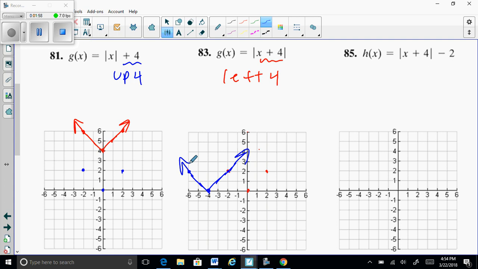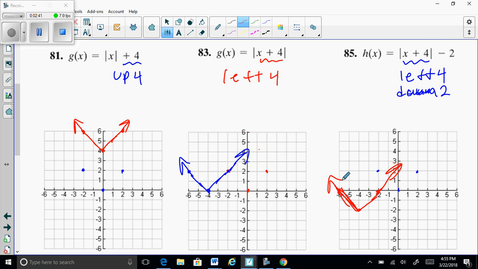Okay, so then this next one has a little combination. So we have the left 4 again, but then we're going to go down 2. There we go. All right, so we can put those points to get started right there. So let's see, left 4, down 2. Left 4, down 2. Left 4, down 2. So that's where our new graph is going to be. All right, there you go.